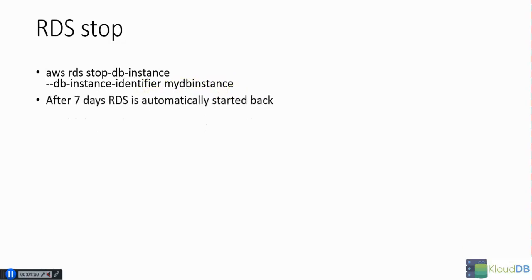Or another way you could do it is by stopping the instance via the console. One important thing to remember is, although you stop the instance, after 7 days, RDS is automatically started back. Let's say you want to stop the instance for 1 month. Although your intention is to stop for 1 month, AWS automatically starts it after 7 days. You need to remember that.